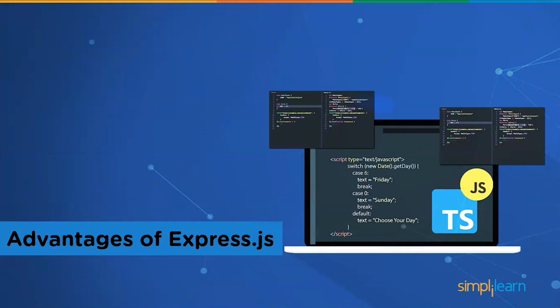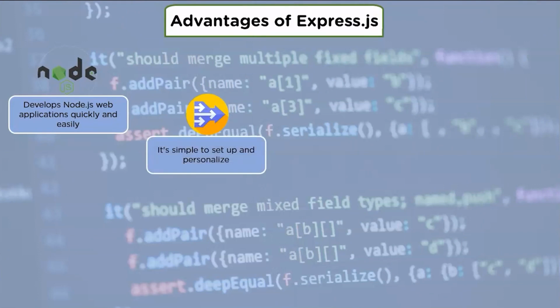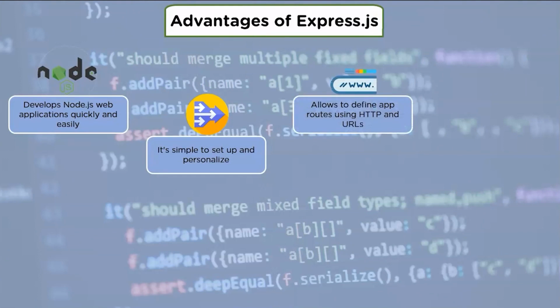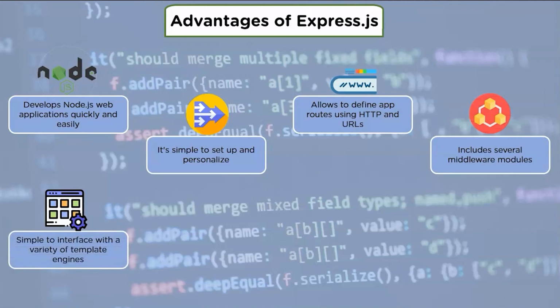Advantages of Express.js. Express.js makes developing Node.js web applications quick and easy. Express.js is simple to set up and personalize. It allows us to define application routes using HTTP methods and URLs. Express.js includes a number of middleware modules that can be used to execute additional request and response activities. It is simple to interface with a variety of template engines, including Jade, Vash, and EJS.